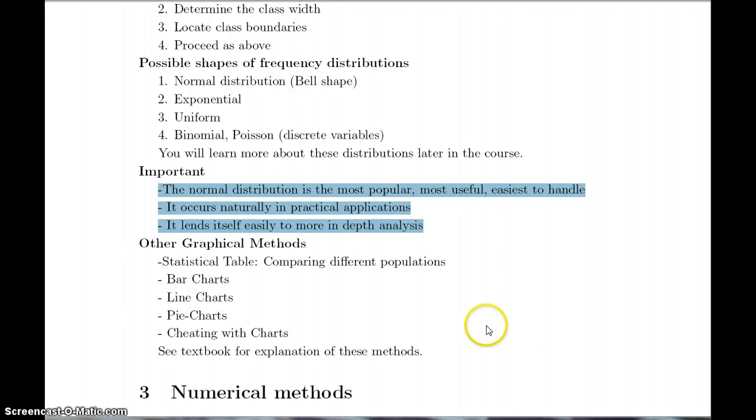The next video will be on how we summarize data using numerical methods. So in this video we summarized data graphically. Then we're going to look at how to summarize data numerically by looking at two numbers, the measure of central tendency and the measure of variability. And so that's for the next video.